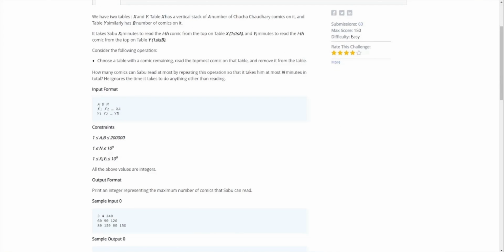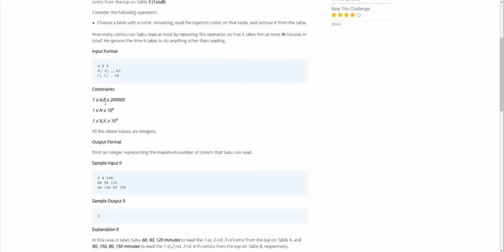Here you can see the sample input format. You would give the number of books on table X, the number of books on table Y, and the total time he has in hand to read those books. The next line gives the time it takes him to read the first book on table X, the second book, and so on up to xA. The following line is similar for table Y: the time to read the first book of table Y, the second book, and up to the last book of table Y. So that's how you are going to give the input.